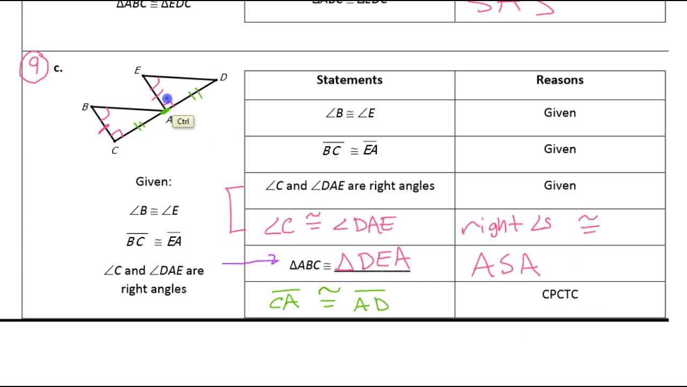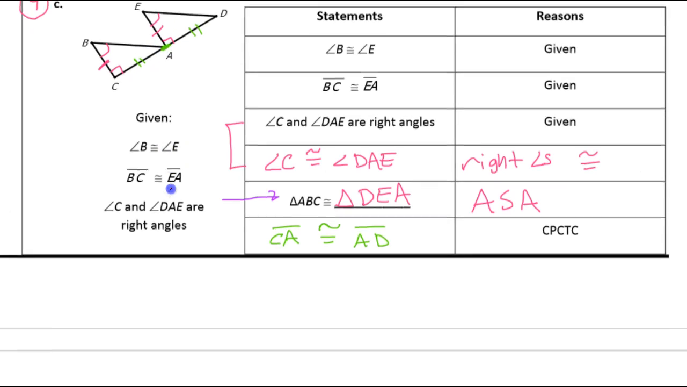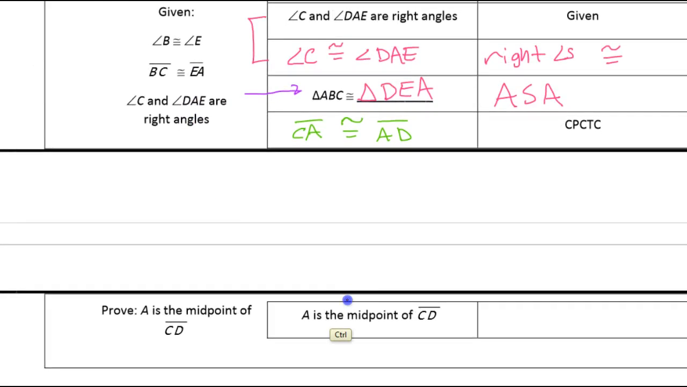Okay, fine. So now we have these two halves on either side. The two segments are congruent. That means that A is the midpoint. So we get to now say A is the midpoint by the definition of midpoint. And that's it.